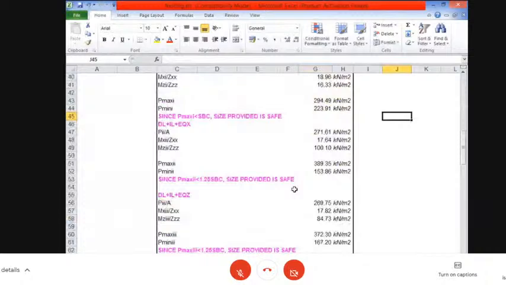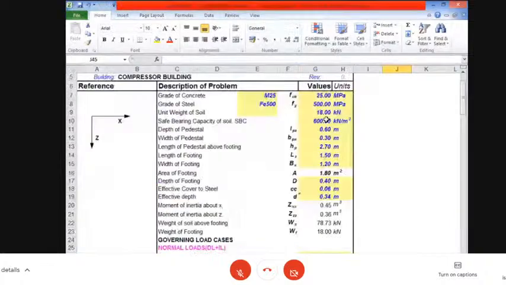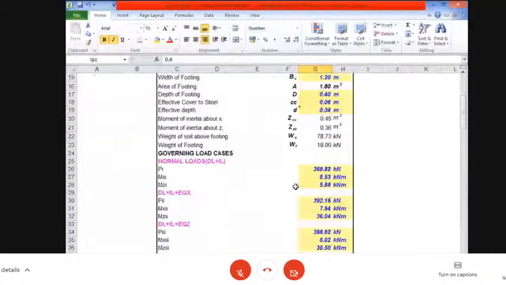Or if you are designing your foundation combined with the seismic load, the capacity you can increase by 25%. So that also you can multiply here with 25%. Suppose I am checking and giving some 200. If I'm giving 200, then I'm checking this foundation. See, it says revise the size. So you have to revise your size. If it is safe, then you have to keep it as it is.